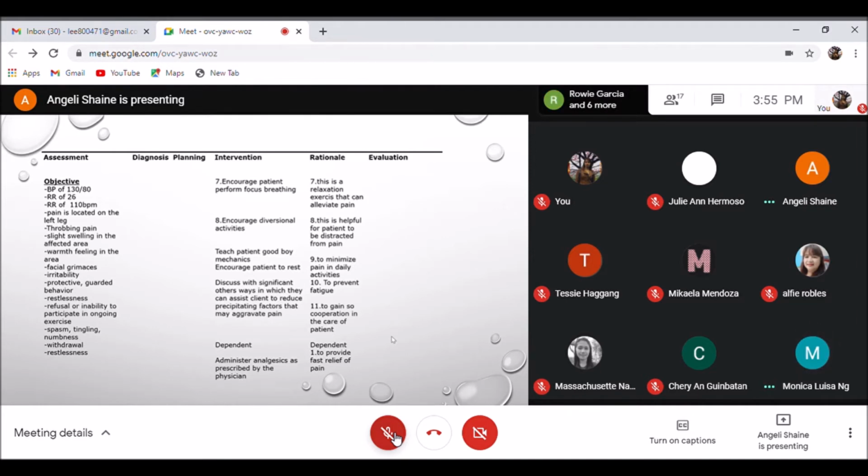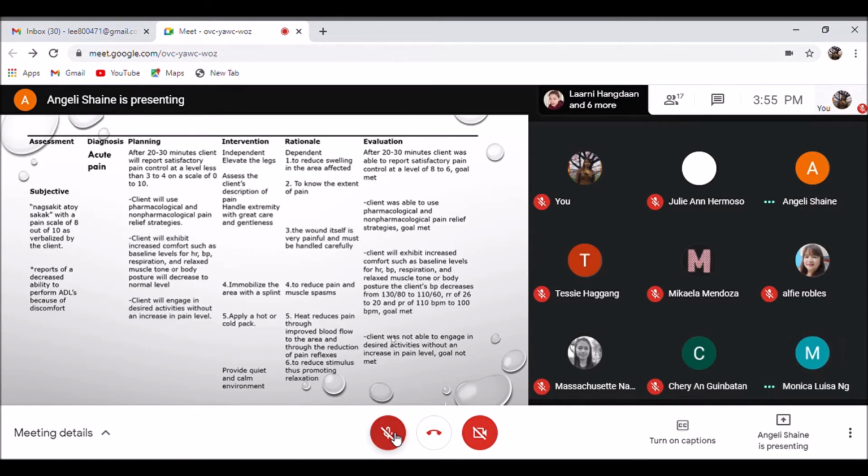Irritability. Protective guarded behavior. Another one is restlessness. Another evidence is refusal or inability to participate in ongoing exercise. Spasm. Feeling of spasm, tingling, numbness, withdrawal, and restlessness. Diagnosis, acute pain. Planning.